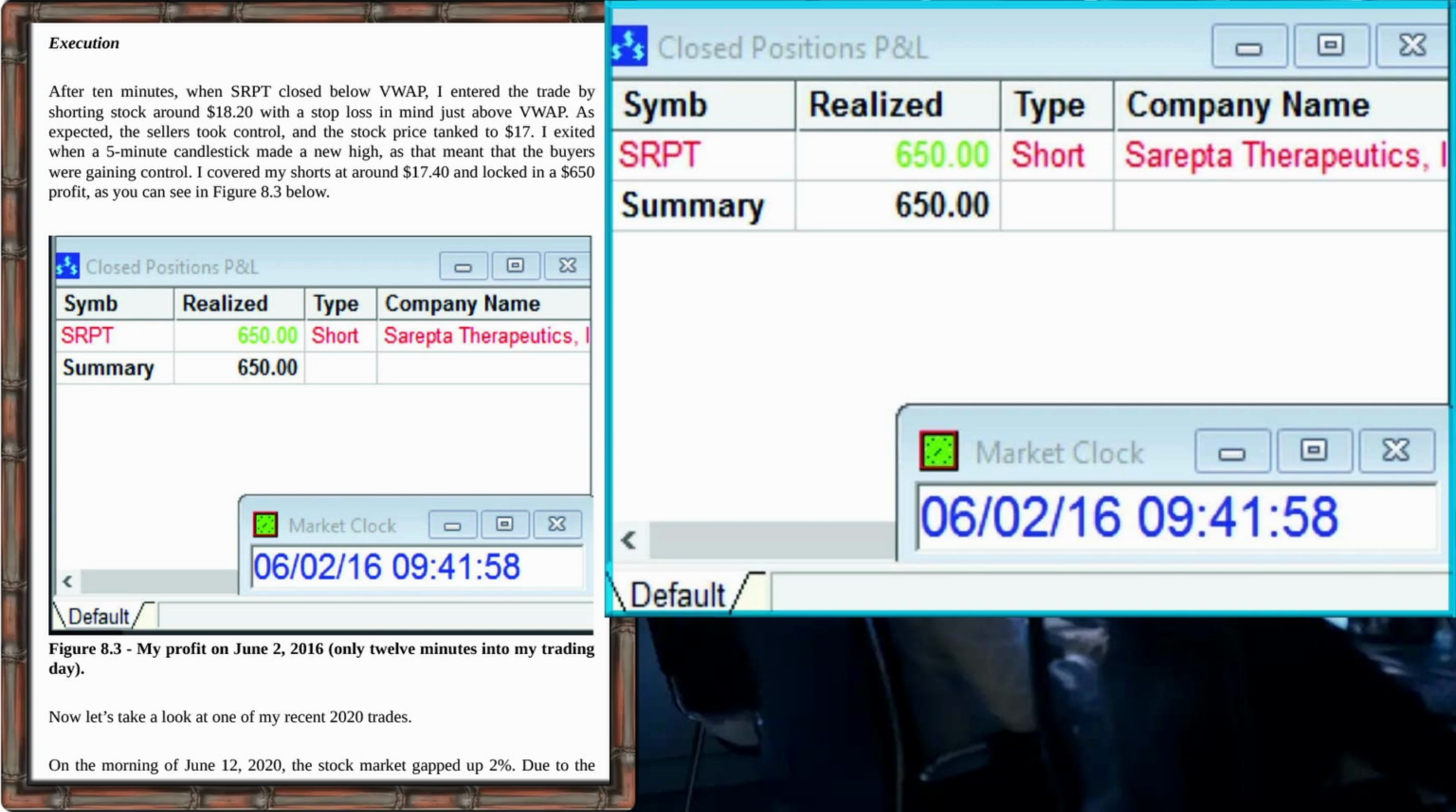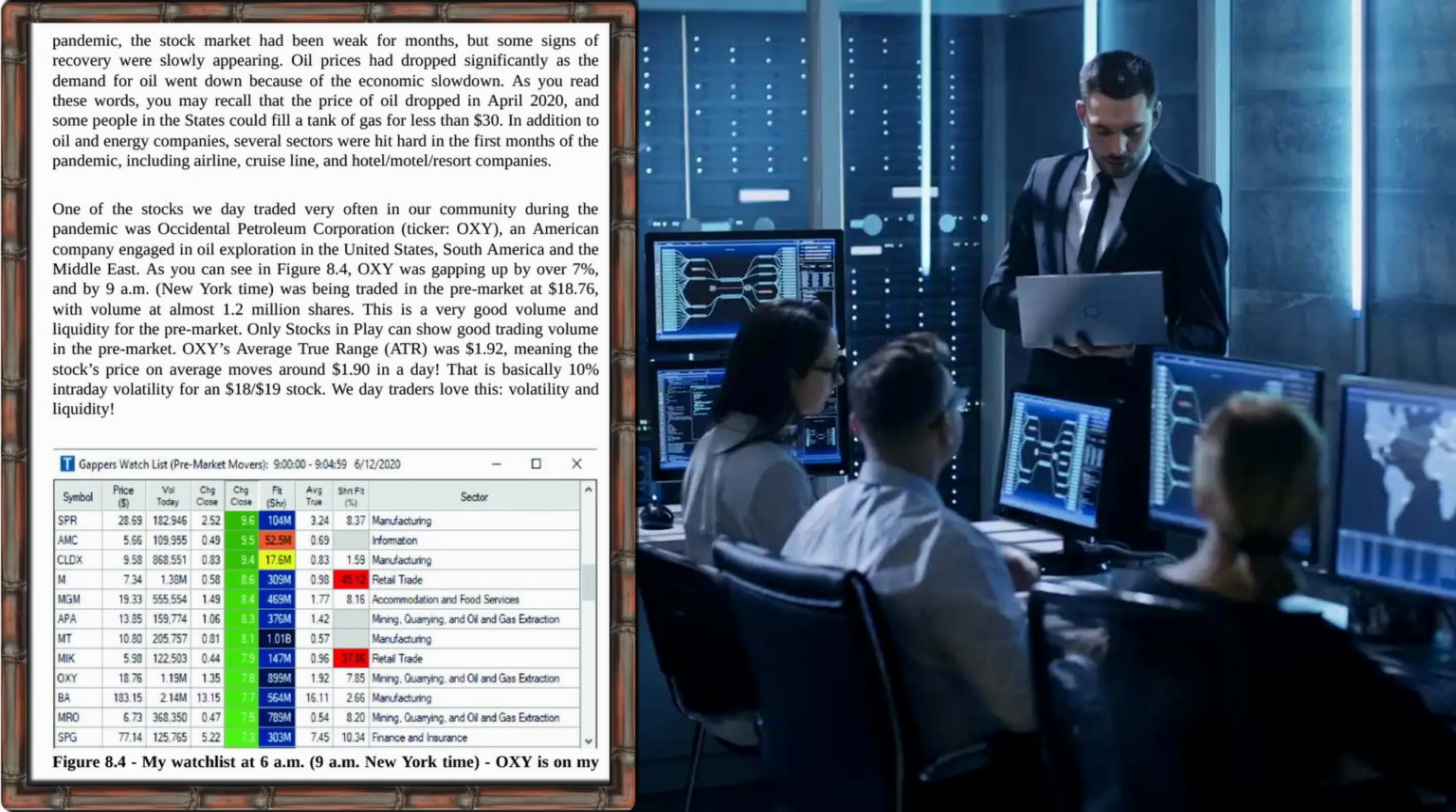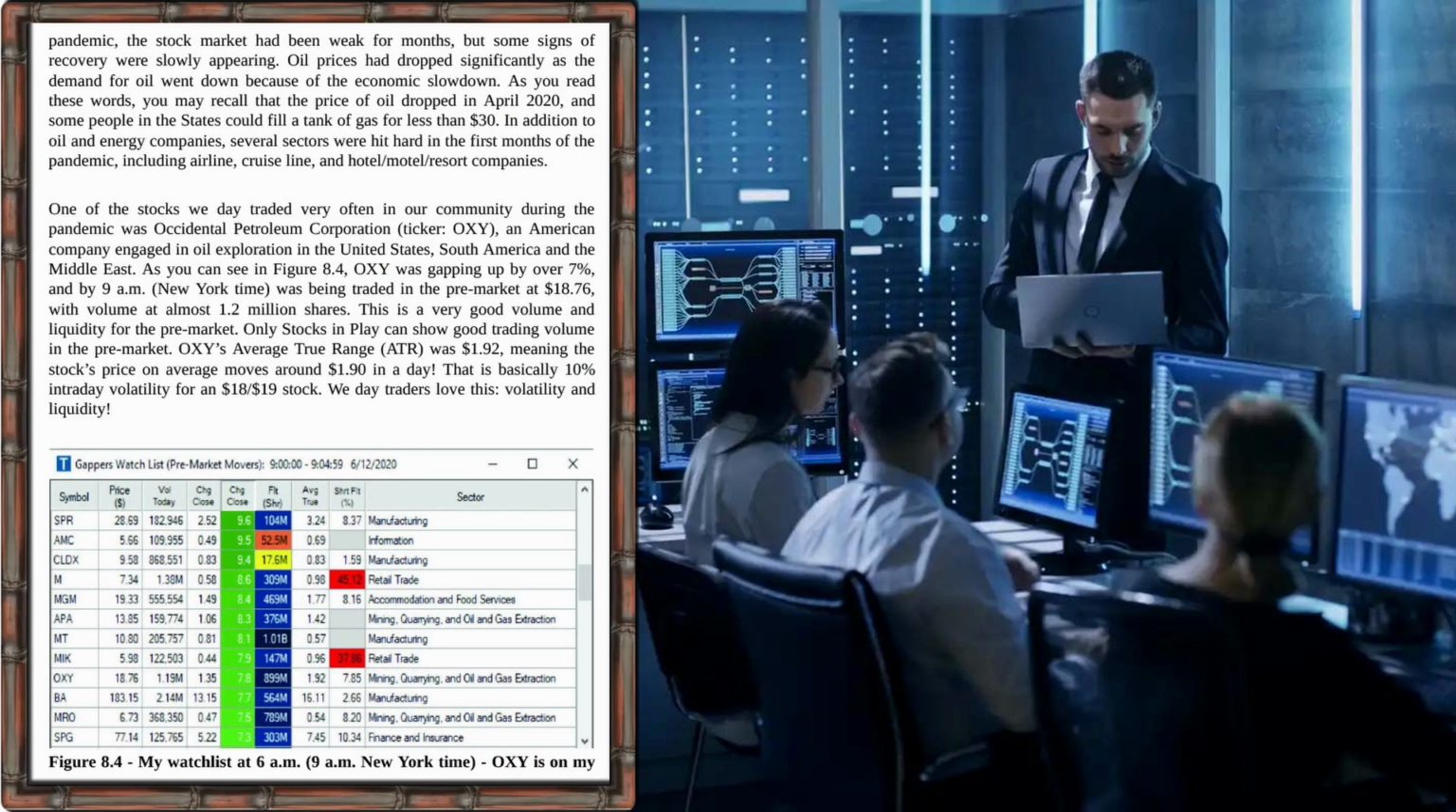On the morning of June 12, 2020, the stock market gapped up 2%. Due to the pandemic, the stock market had been weak for months, but some signs of recovery were slowly appearing. Oil prices had dropped significantly as the demand for oil went down because of the economic slowdown. As you read these words, you may recall that the price of oil dropped in April 2020, and some people in the States could fill a tank of gas for less than $30.